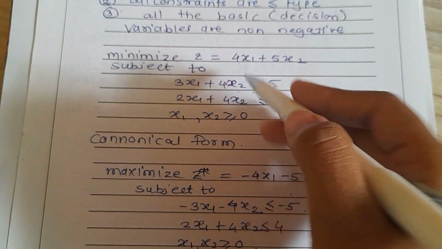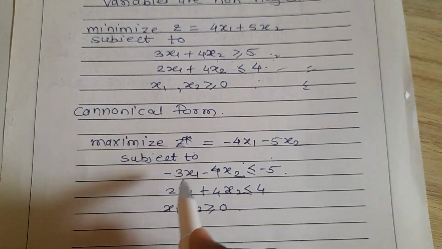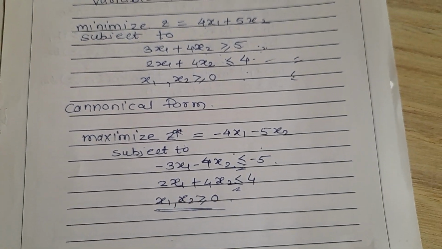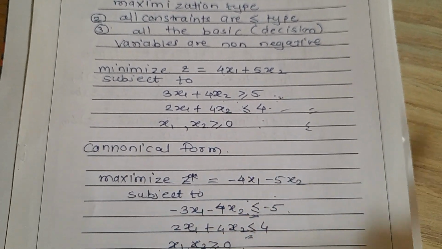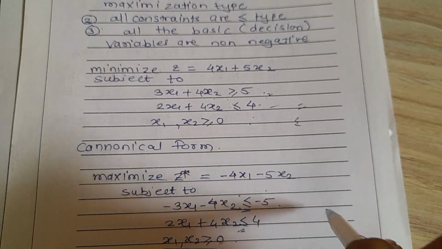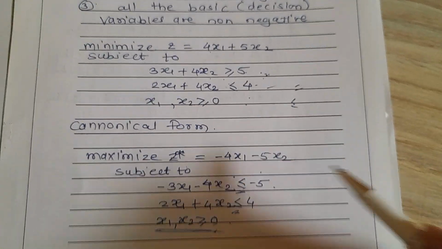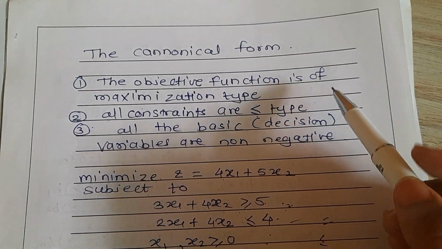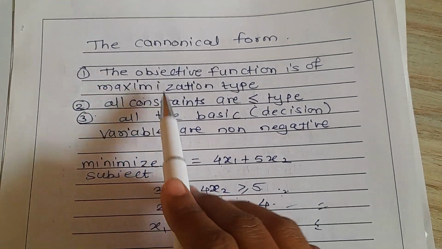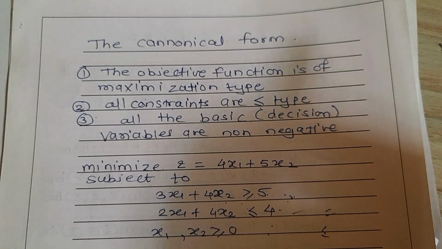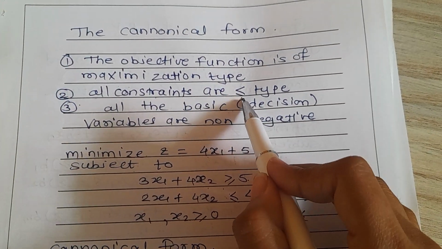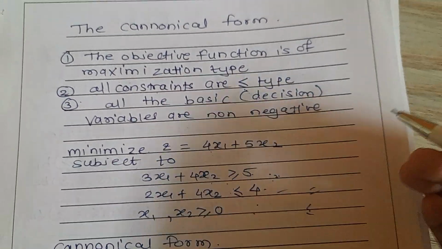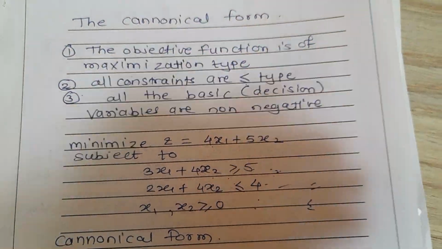Therefore its canonical form is maximization type, and subject to the conditions the constraints are less than or equal to type, and the non-negativity restrictions are here. It means the decision variables are non-negative. Non-negative means positive or 0. Okay, this is the canonical form. These three conditions are most important: the objective function is always maximization type; if it is not, convert it to maximization type; and the constraints are less than or equal to type. If a constraint is greater than or equal to type, convert it by multiplying by -1 to less than or equal to type.